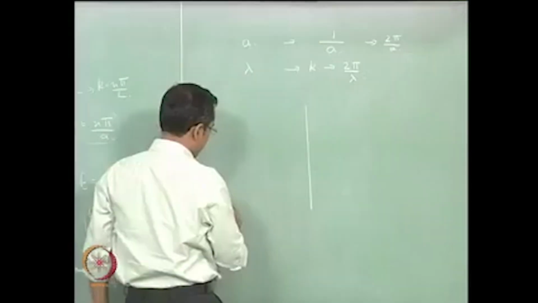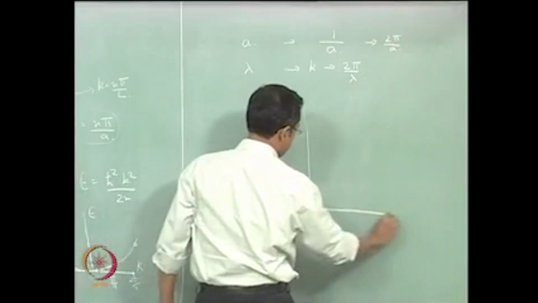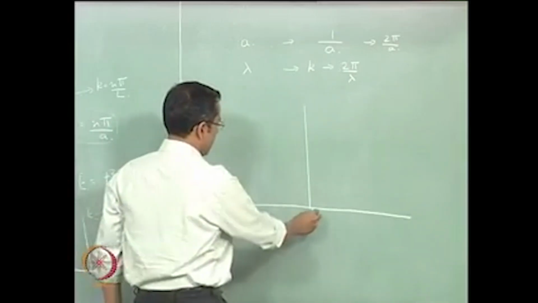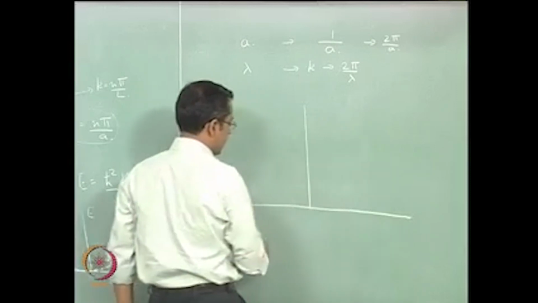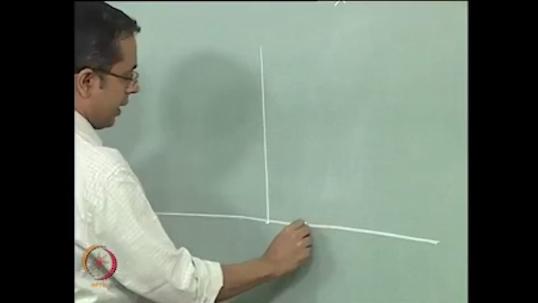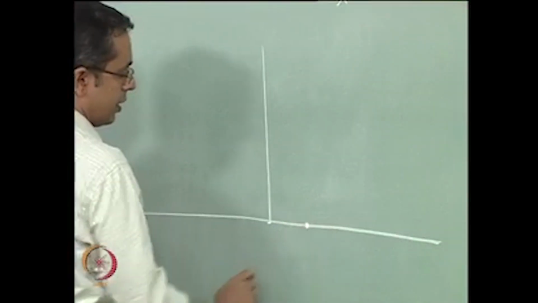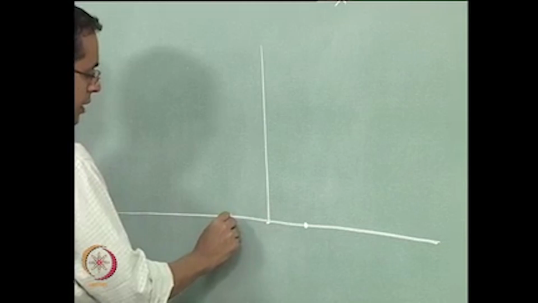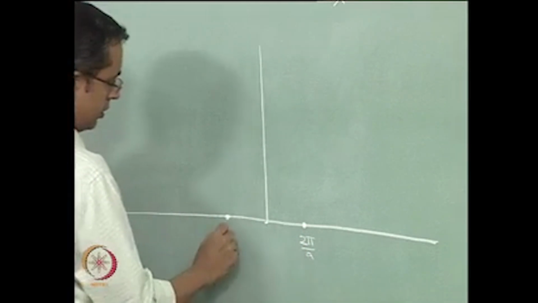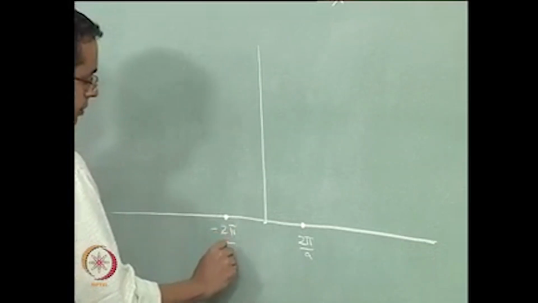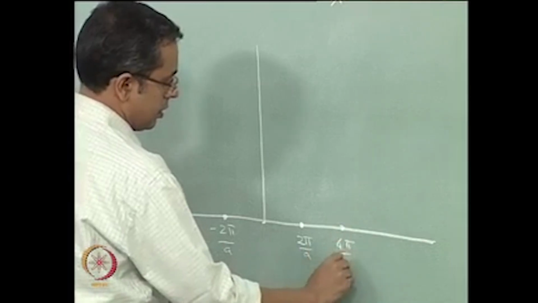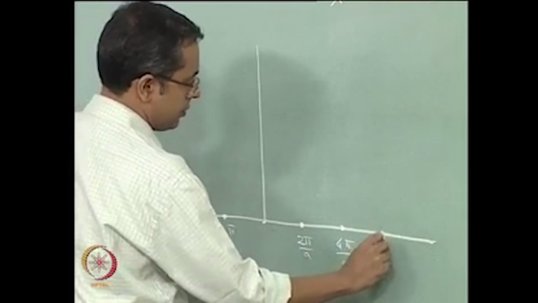We have some origin here, and we have the distance marked around here. So we can say that we will have 2 pi by A as the reciprocal lattice vector, minus 2 pi by A, then we will have 4 pi by A, 6 pi by A, and so on.